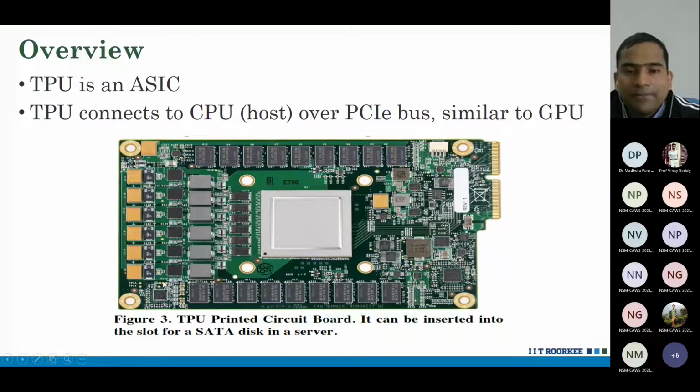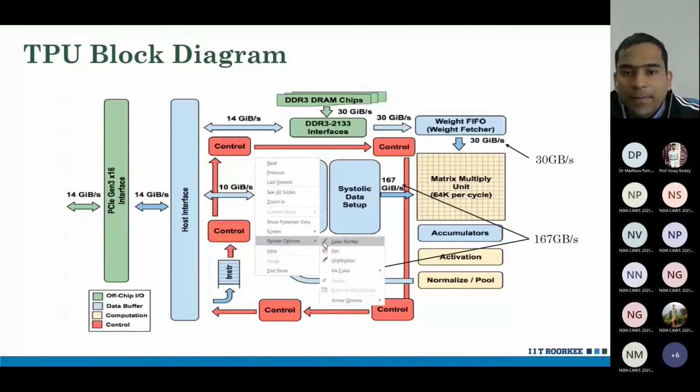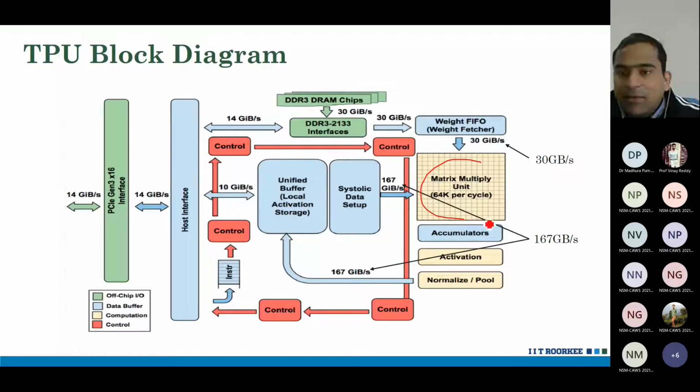This is the TPU version 1 PCB, and this is the block diagram of the TPU. The key computation workhorse is here: the matrix multiply unit. If you remember, we need to do systolic data setup, and that is done here. The weights are stored in the off-chip memory. They are fetched with the weight fetcher into the weight FIFO. I will describe these one by one. Here is the host interface, from which it connects to the host.